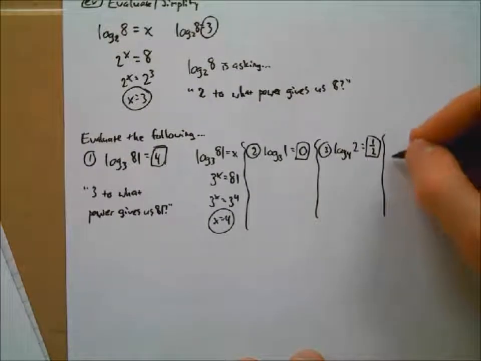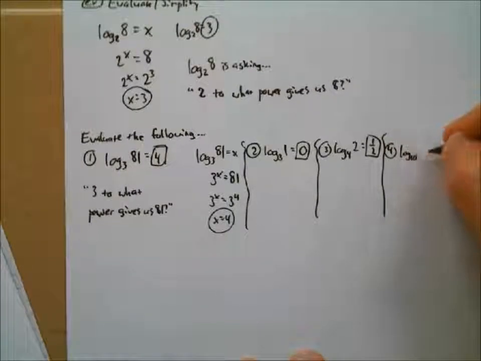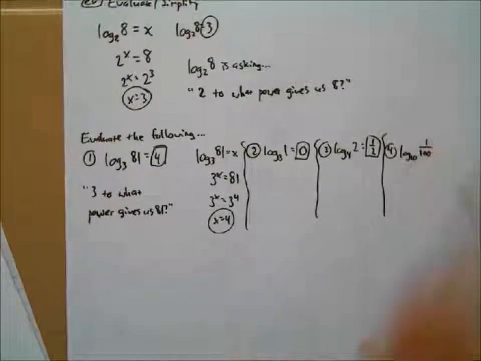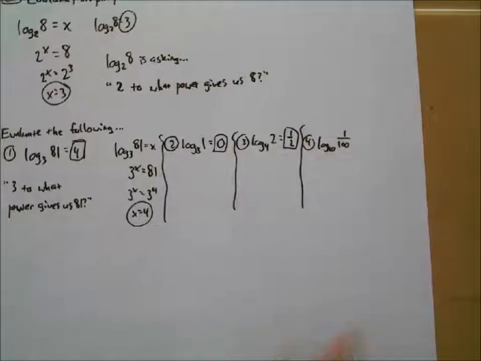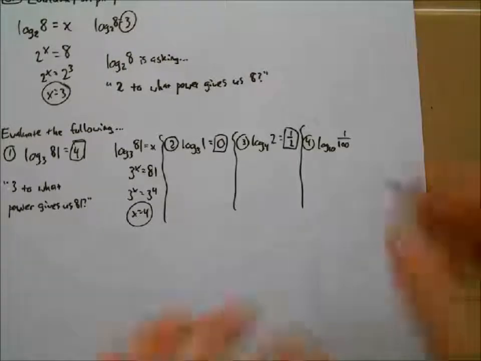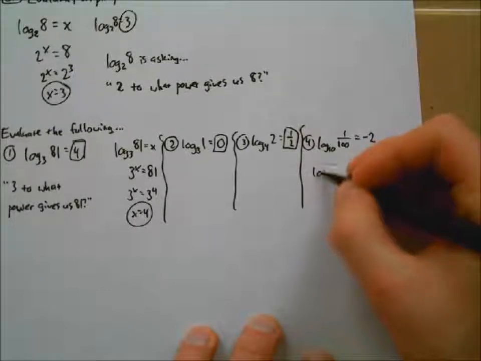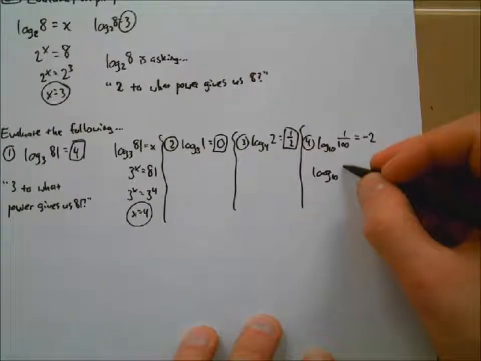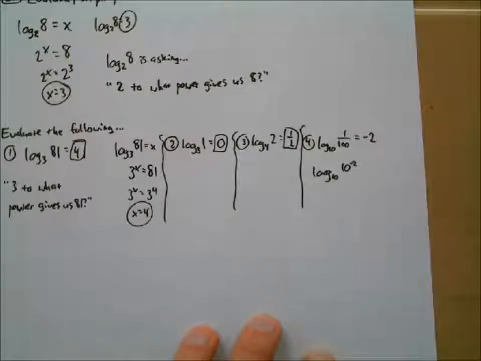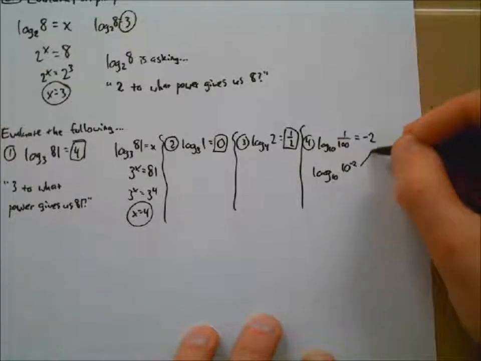All right, how about log base 10 of 1/100th? Sorry, I'm off the screen. There we go. Log base 10 of 1/100th. -2. Okay, and again, if that's a little funky for you, well, 1/100th is the same thing as 10 to the -2, right? So what power of 10 gives us 10 to the -2? Well, that's the -2 there.